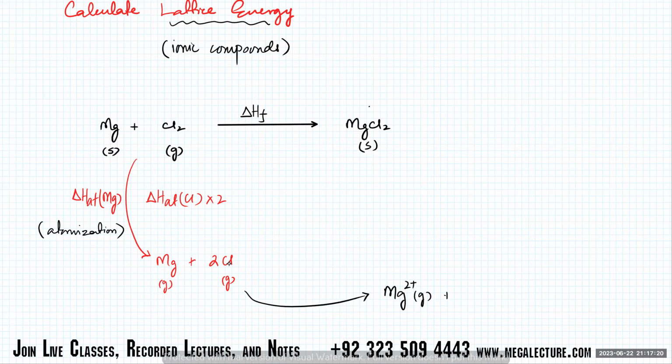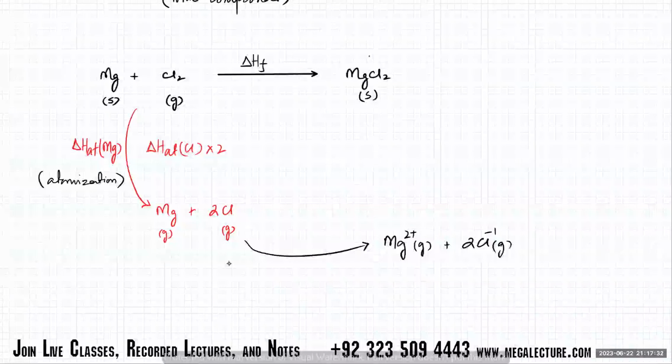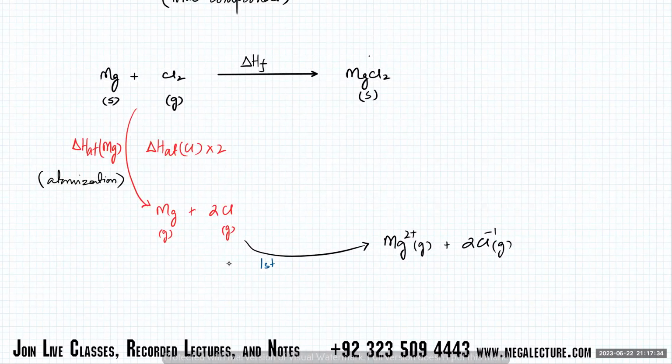At the same time, I need to ionize the Cl atoms as well. I need 2 Cl- ions, gaseous state. So I'm basically ionizing the atoms now that I've formed. So it's the first plus second ionization energy of magnesium. And the Cl is actually turning into Cl-1, so it's gaining electrons. So that's the electron affinity of Cl, and it's times 2 as well because I've got 2 Cls.